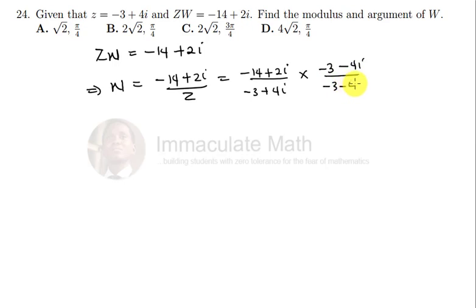Okay, so if I expand the numerator, what am I going to have? I'm going to have minus 14 times minus 3 will give me 42. Then minus 14 times minus 4 will give me plus 56i. Okay, so if you continue that manner, we have minus 6i plus 8.